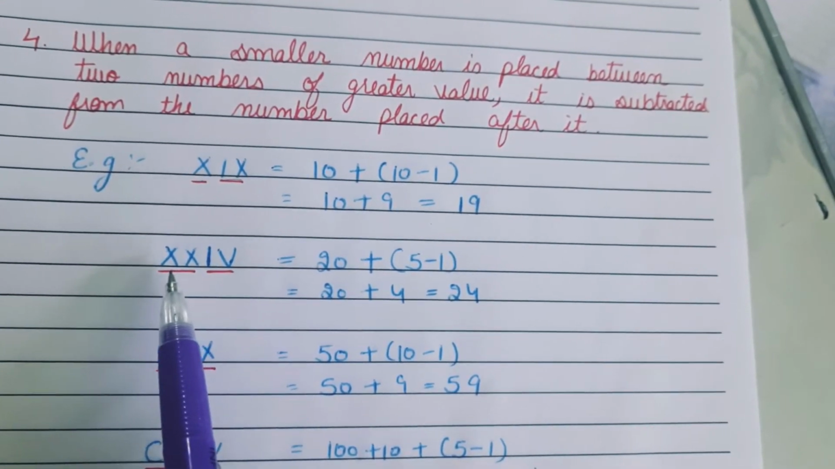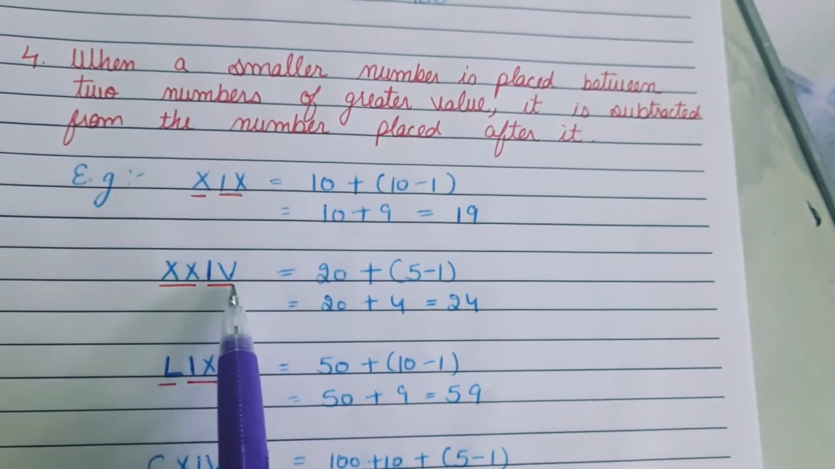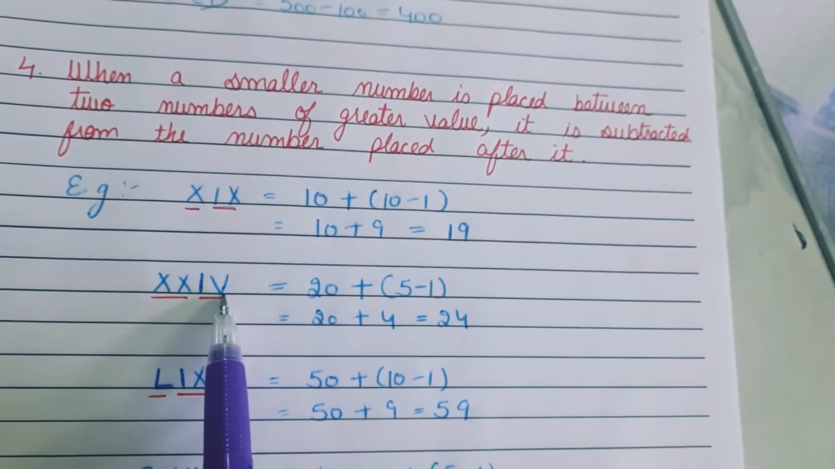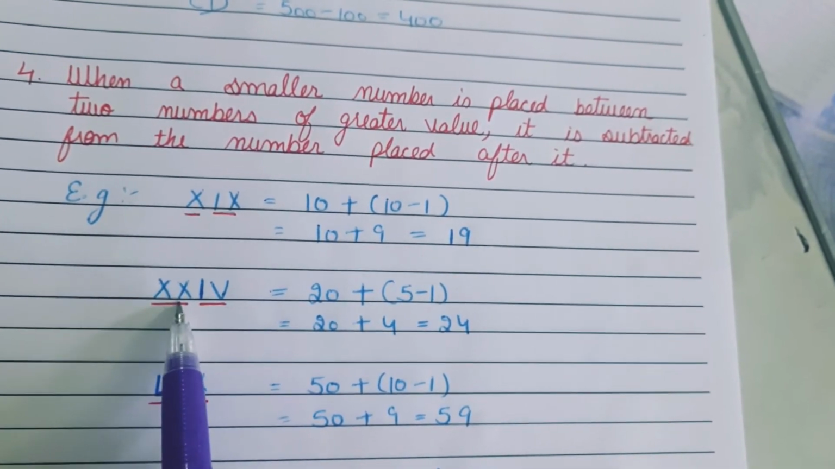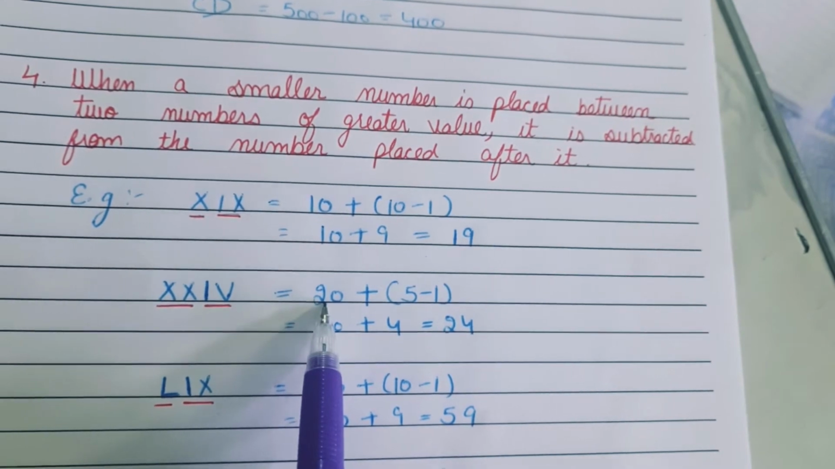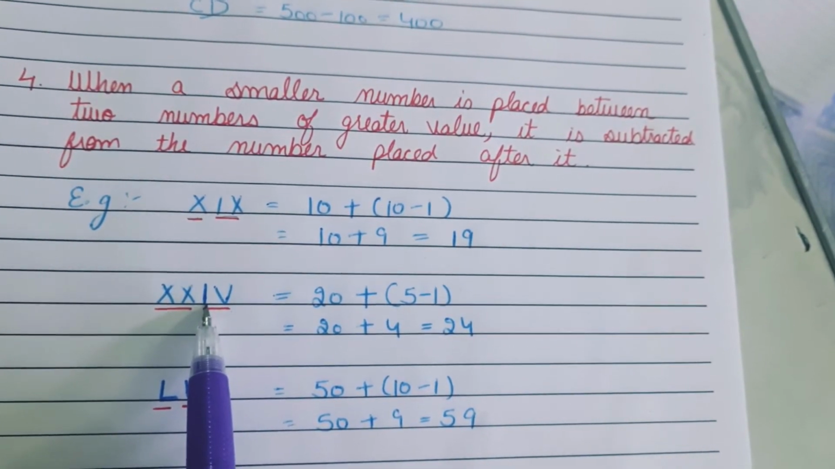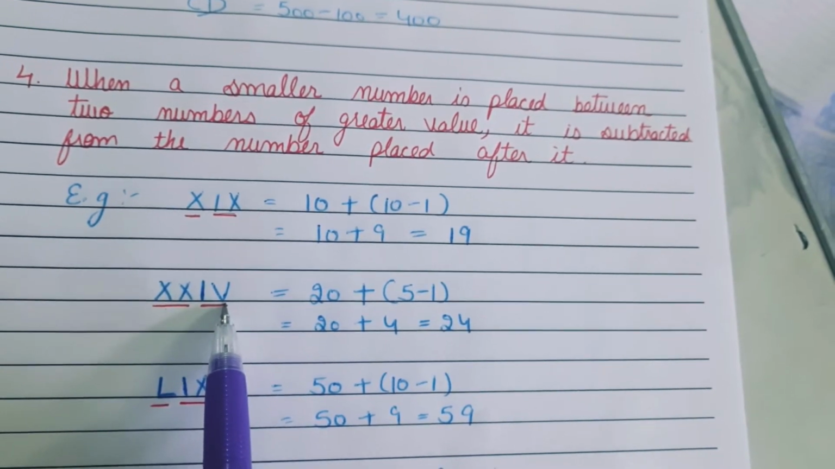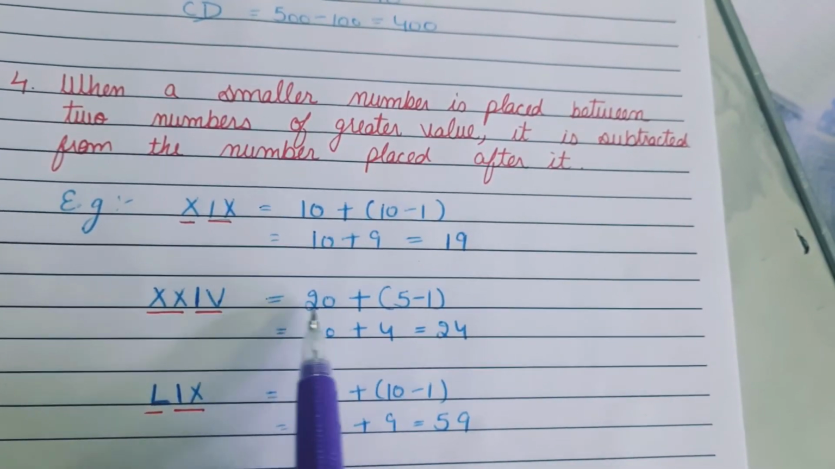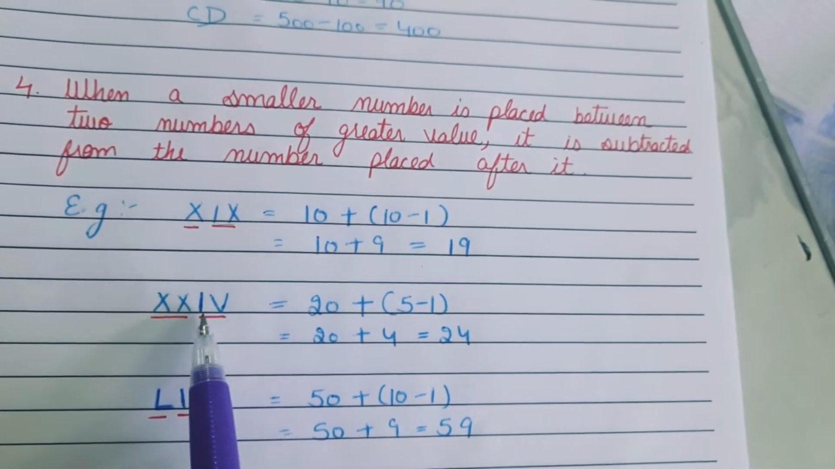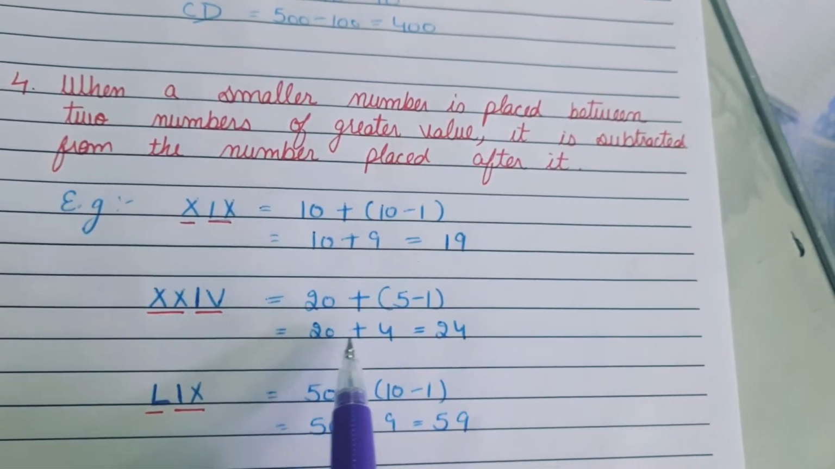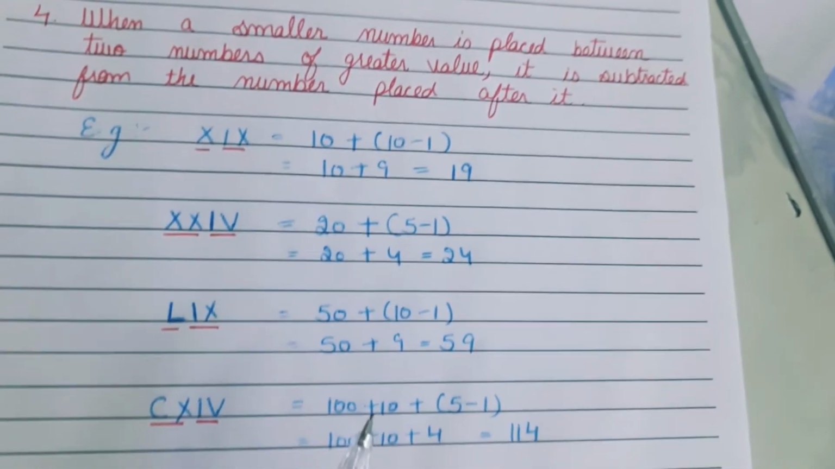Now it is X, X, I, V. Here again X and V are greater than the I. What is XX? It is equal to 20, because X is 10, X is 10. The smaller number is subtracted from the number placed after it, so again 1 is subtracted from the 5. So we write XX equals 20 and IV equals 5 minus 1, that is 20 plus 4 equals 24.